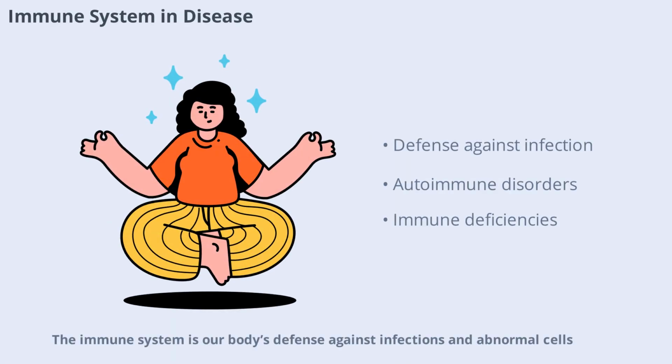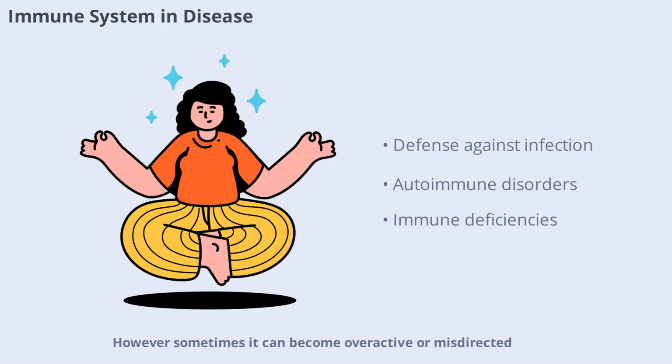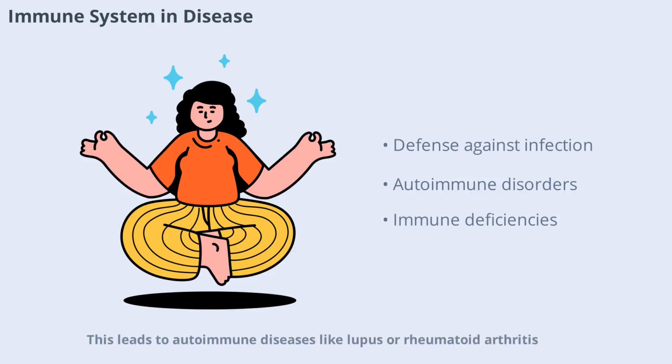The immune system is our body's defense against infections and abnormal cells. However, sometimes it can become overactive or misdirected, attacking the body's own tissues. This leads to autoimmune diseases like lupus or rheumatoid arthritis. On the other hand, a weak immune response can make us more susceptible to infections and cancer. Understanding the balance of the immune system is crucial in pathophysiology, as it explains why some people develop allergies, chronic inflammation, or immune deficiencies.